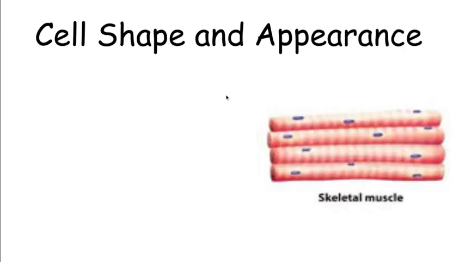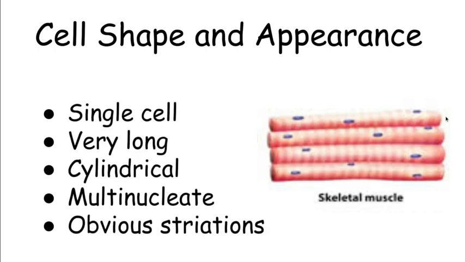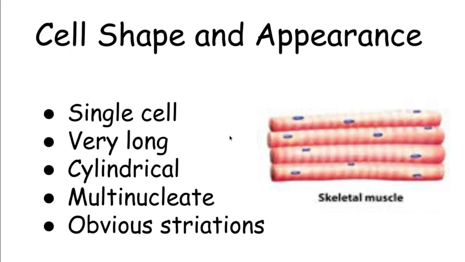The cell shape and appearance is important in a skeletal muscle. They're a single cell. They're very long, cylindrical, like the shape of a cigar, multinucleate. You can see the more than one nucleus per cell here, and the obvious striations, and we're going to find out the reason for that in a minute.